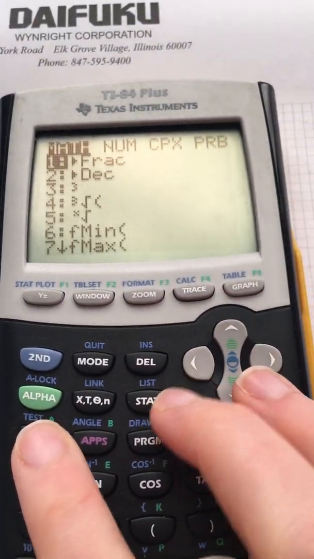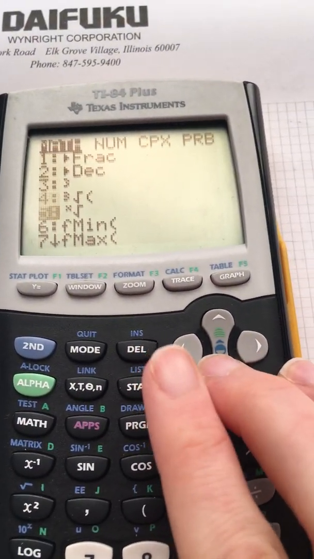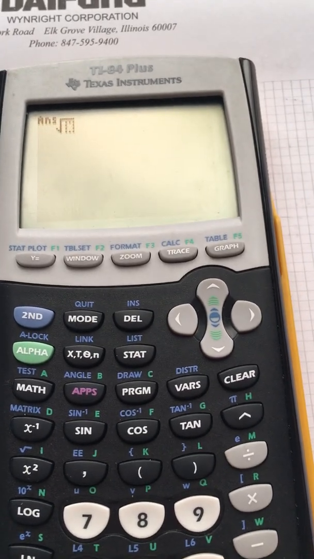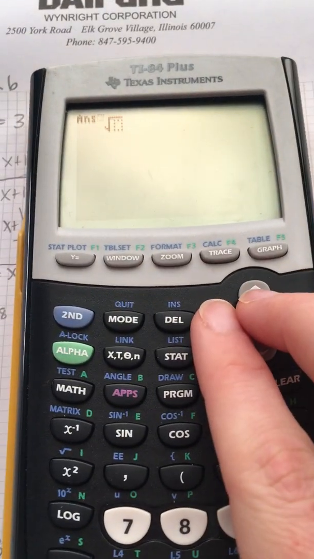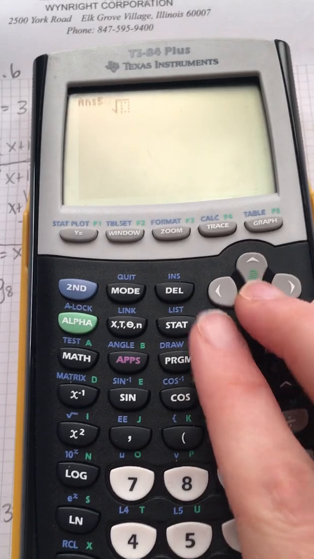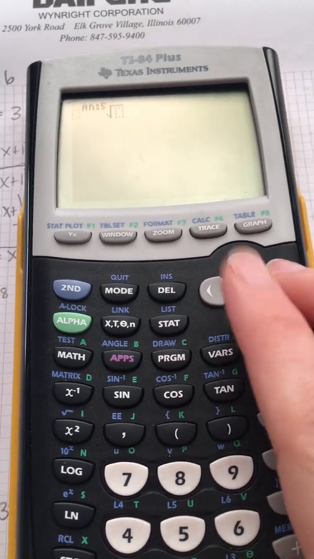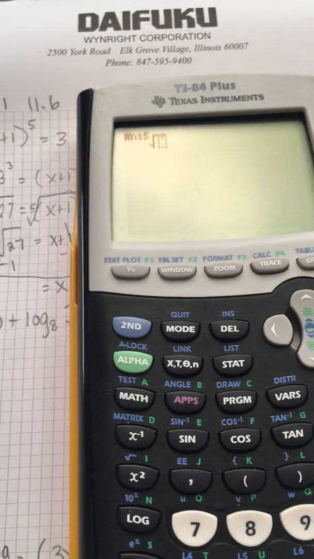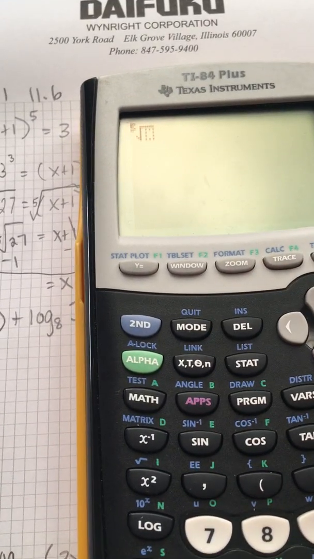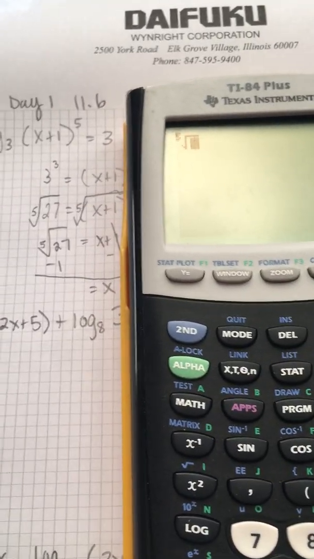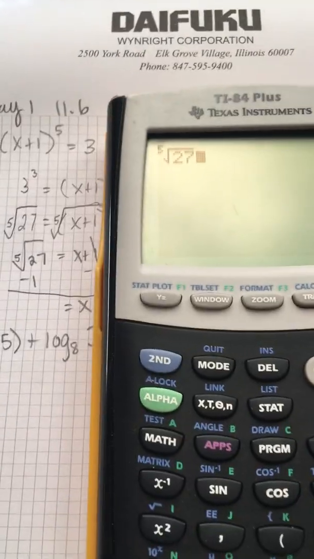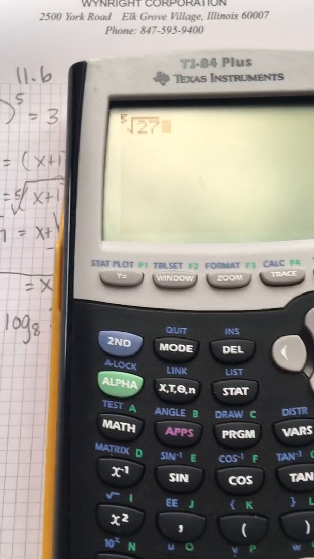I believe it's in math. And if you pick option 5, you will get, and you want to go back and change that to a 5. You don't want the A and S piece there. So let's make sure we delete that if that showed up on yours. Delete. We have the fifth root of 27. And then on the outside, so make sure you arrow away, -1.